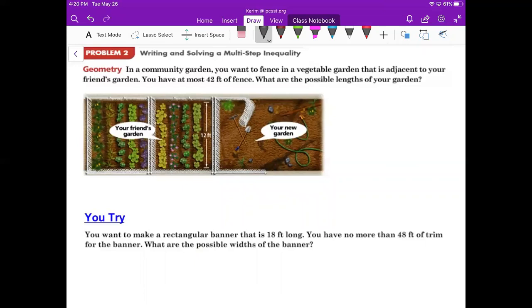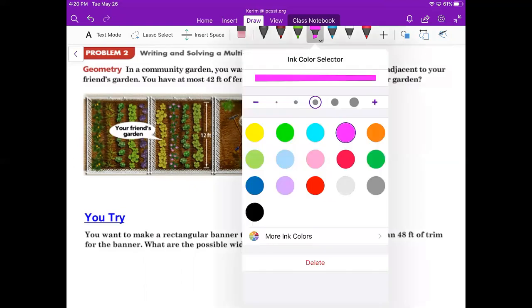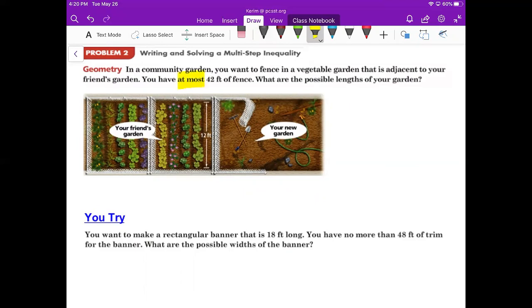So your new garden, as you see in the image, your French garden is right there next to that one, okay? You have at most, there's a keyword, at most. I want to underline or highlight that one. It's important. You have at most 42 feet of fence. At most means maximum you have, okay? You don't have 42.1. You have exactly 42 or less. That's going to give you an idea how to set up the inequality.